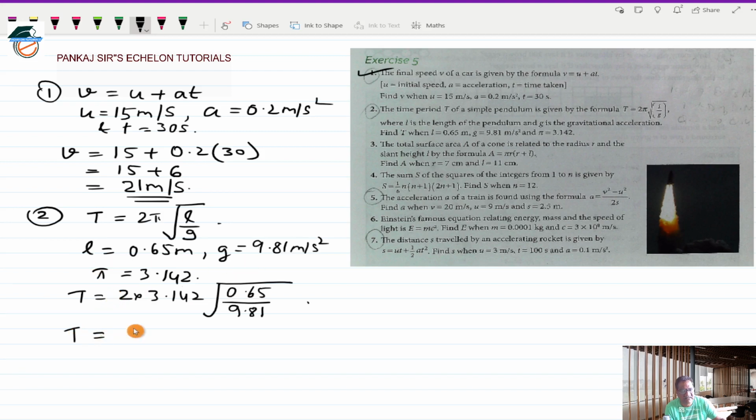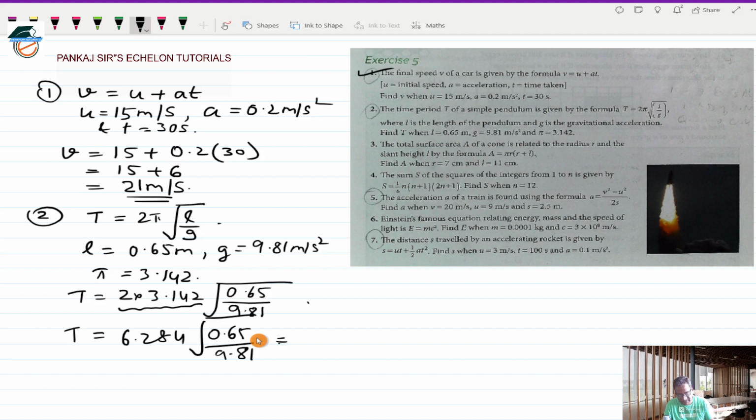So we have plugged in the values of L, G, and pi. Now let us find out what T is. Using my calculator, 2 times 3.142, first I'll do this much only, and I'm getting 6.284. So it is 6.284 times square root of 0.65 upon 9.81. Now let us find out what 0.65 upon 9.81 is.